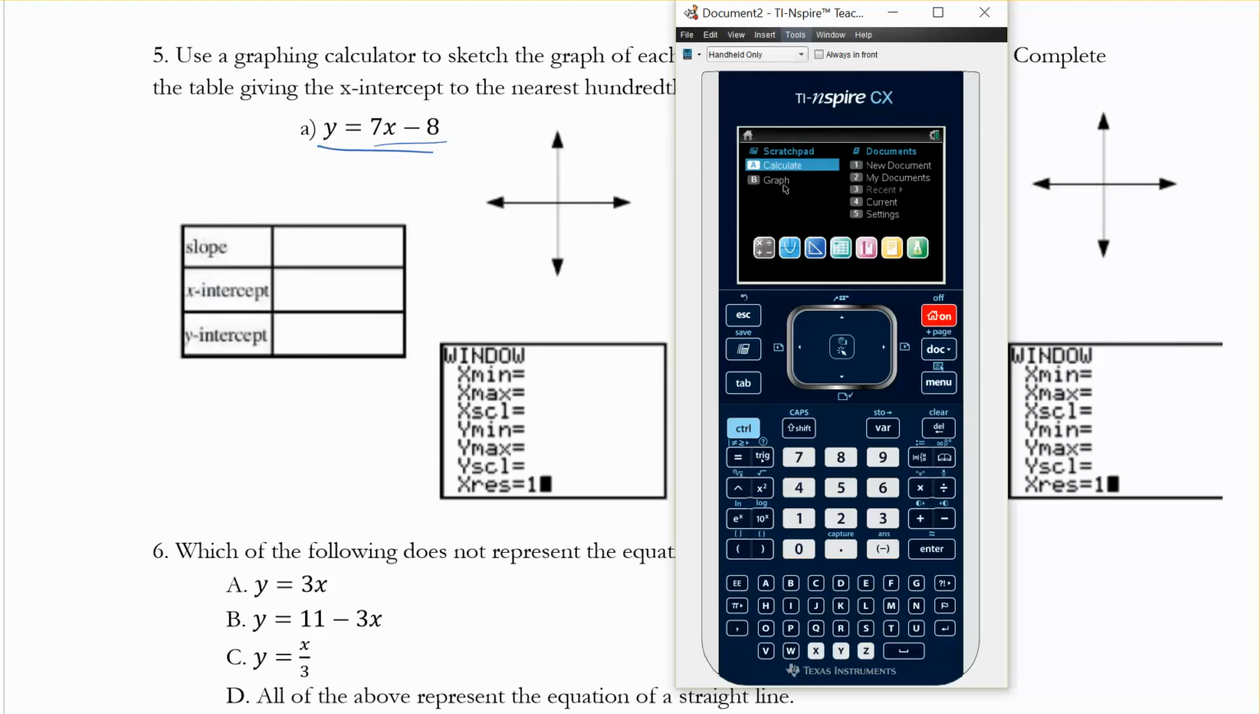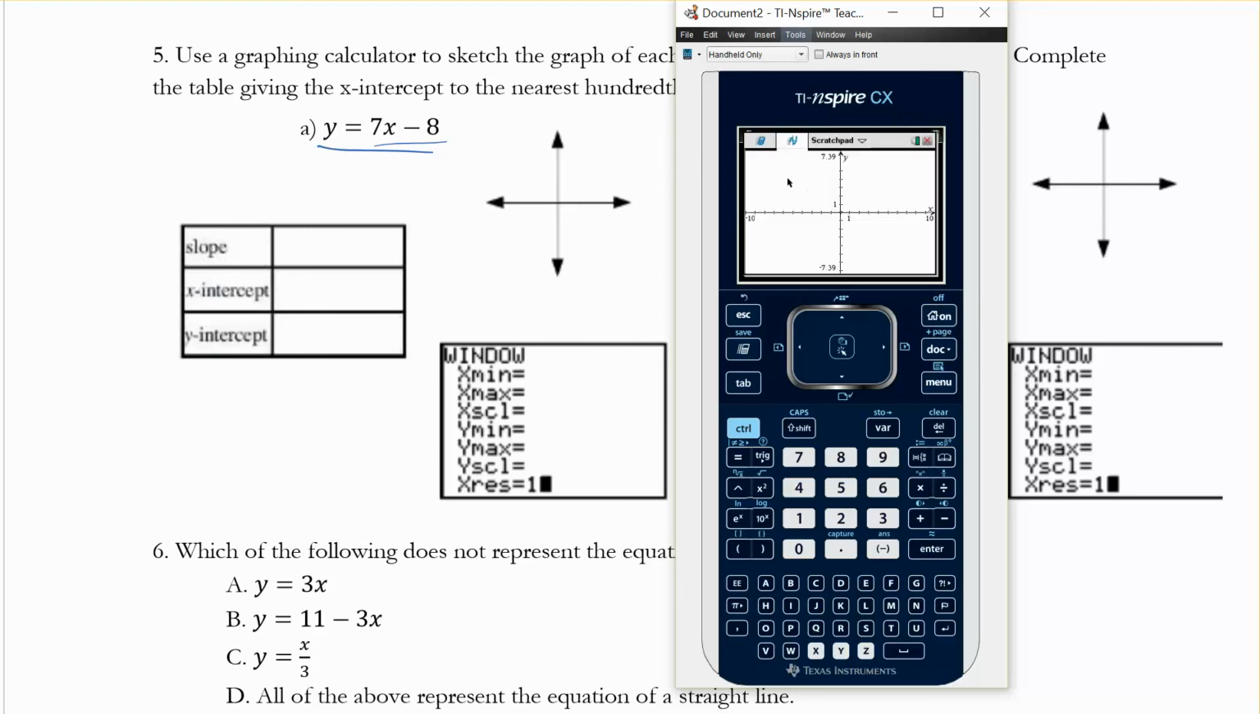So if you're at this point, you can go to graph, and it opens up here. You can go tab to open up a new equation to put in, and then we're going to go 7x minus 8. So 7x minus 8. Enter. And you can see we got a line like this.